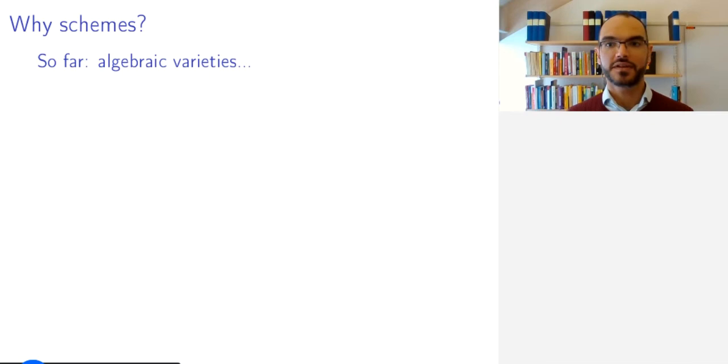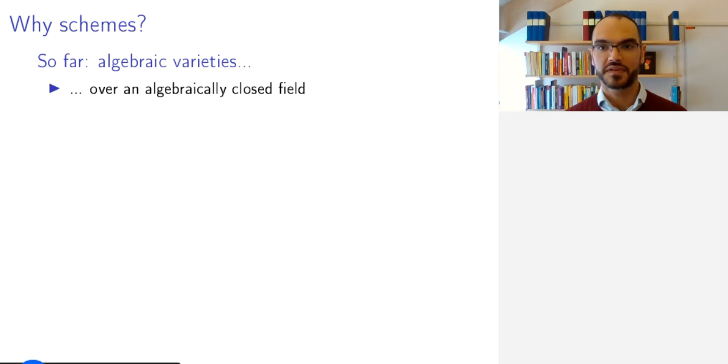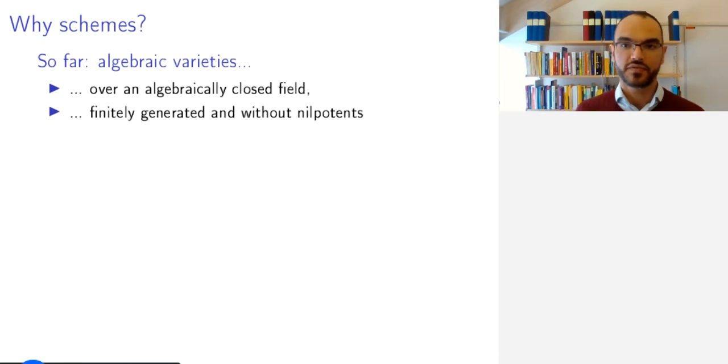So far we've been looking at algebraic varieties. Algebraic varieties we have considered over an algebraically closed field. So once we start with an algebraic variety, then we are stuck with our algebraically closed field, and all the functions, the regular functions on this variety, go into this field. We have also considered finitely generated stuff without nilpotents.